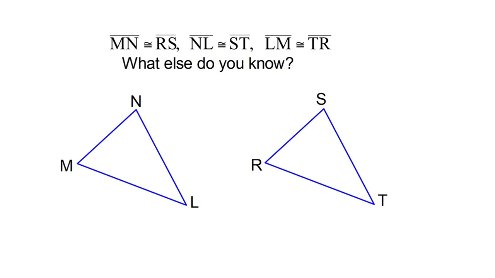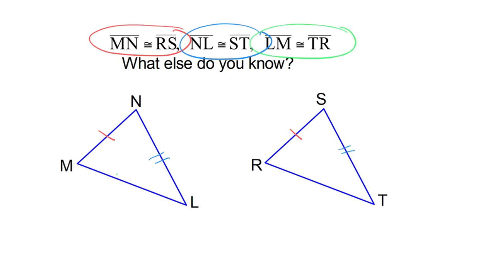So in this example, it doesn't tell us the two triangles are congruent. Instead, it tells us that these parts are congruent. Specifically, it tells us that segment MN is congruent to segment RS. It tells us segment NL is congruent to segment ST. And it tells us segment LM is congruent to segment TR. So since I know those three sides are congruent, I can also say that triangle MNL is congruent to triangle RST using the side theorem.